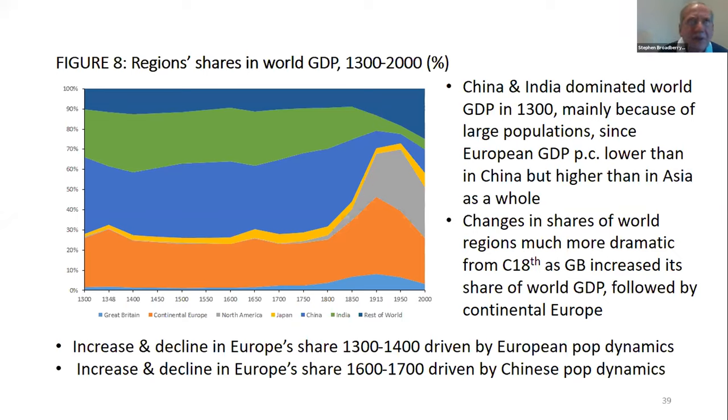However, the reason for this is largely population. European GDP per capita is lower than it is in China, but higher than it is in Asia as a whole. So it's really the Asian dominance here that is driven by population. Now, the other thing which is quite striking from this graph is that the changes in the share of world regions becomes much more dramatic from about 1700. It starts with an increase in the British share, that's this light blue region, then it spreads to the rest of Europe, and then North America chips in.